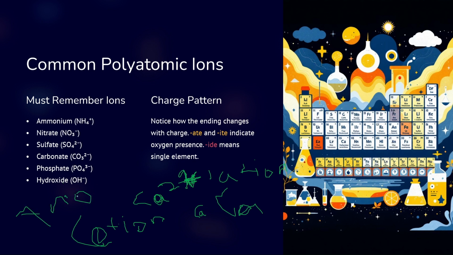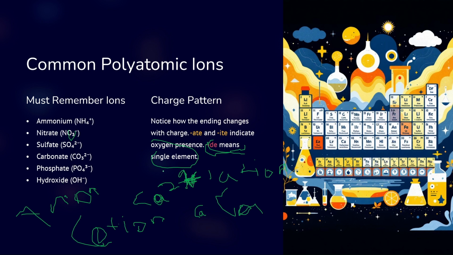And for anion, I also have a trick. Anion is negatively charged, right? An means anti. Okay, anti. Anti is something that sounds like a negative word, right? Remember like that. Now, notice how the ending changes. ate and ite indicate oxygen presence. Remember, ate and ite indicate oxygen presence.